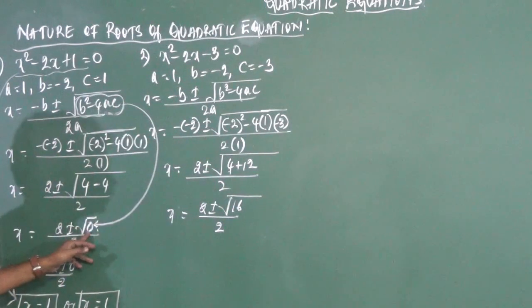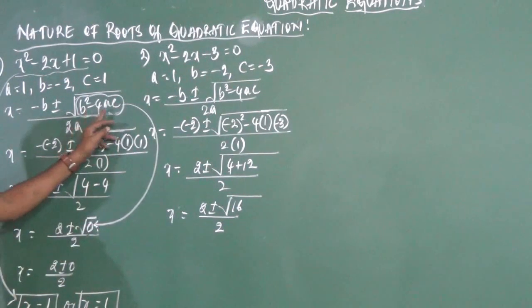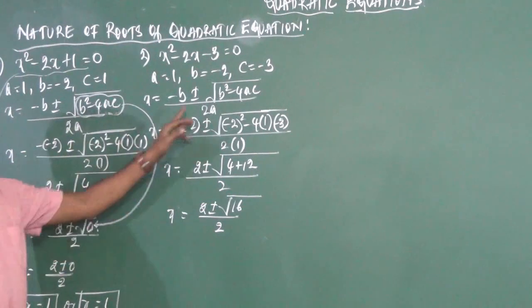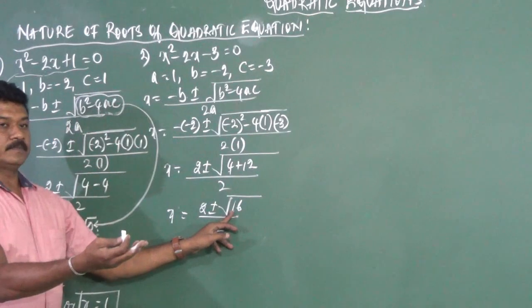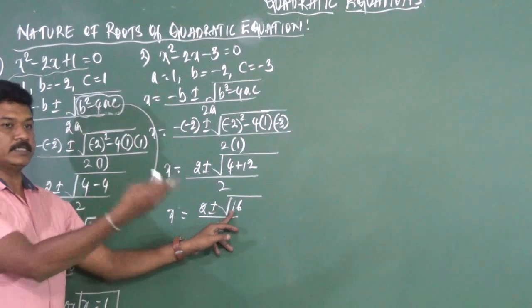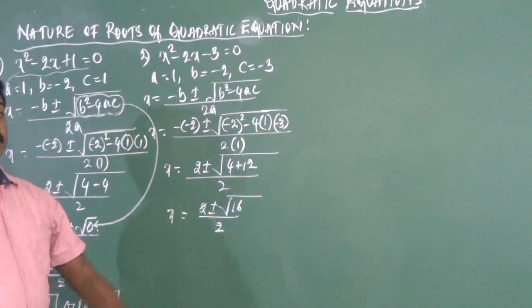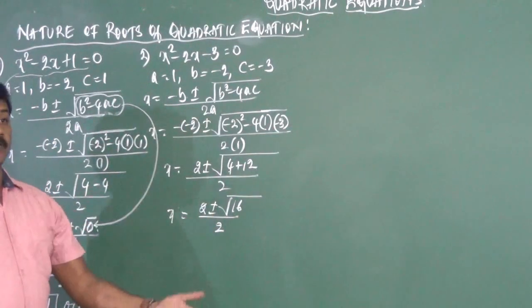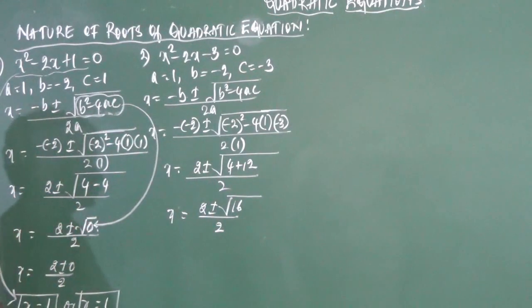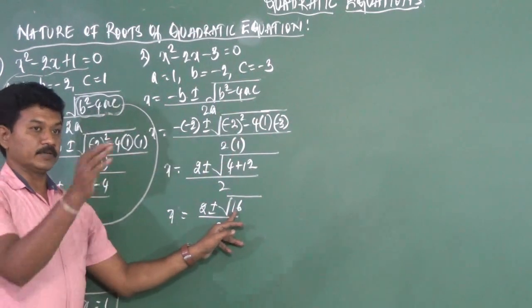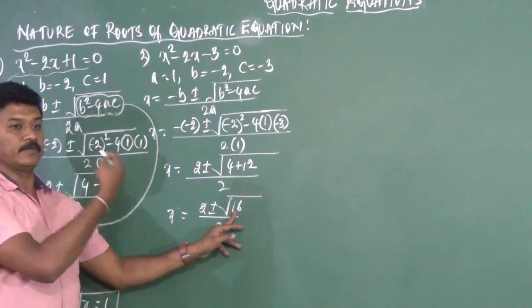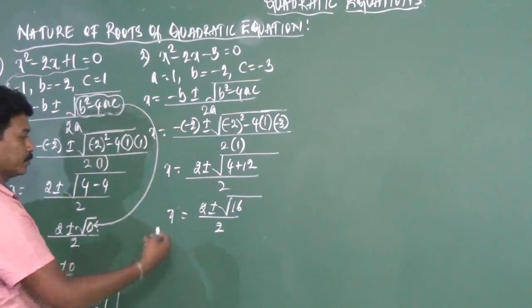In the earlier case it was equal to 0, that is b square minus 4ac was equal to 0, but in this case b square minus 4ac is greater than 0 because we have got 16, and also it is a perfect square, that's an added advantage. So it is greater than 0 and also a perfect square. Let's see what type of roots we are going to get. Right? Let us proceed with this.